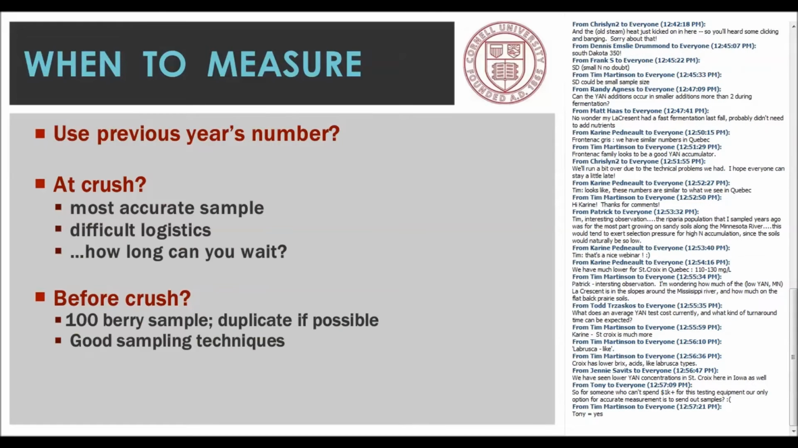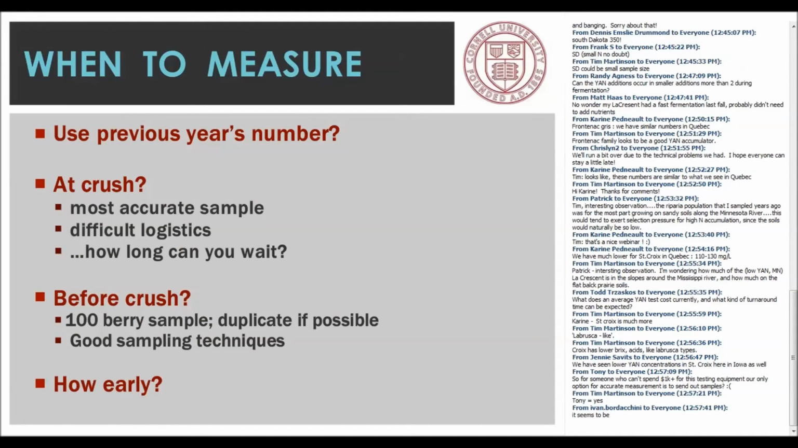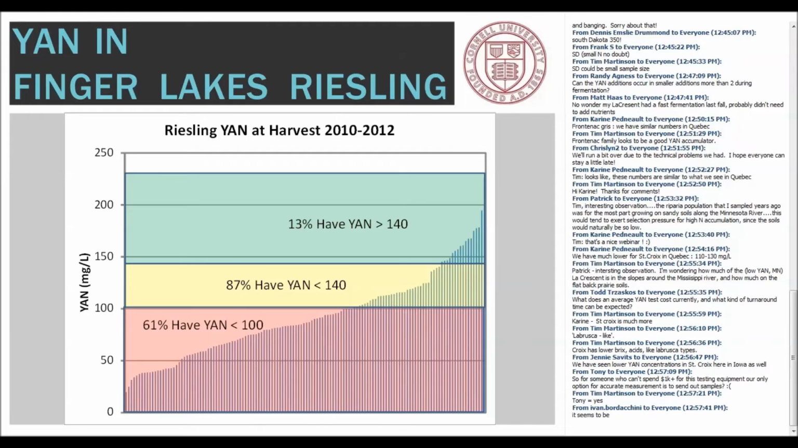Can you measure before crush? Can you sample grapes in the vineyard? That's something we've checked out. You can do 100 berry samples. You probably want to do duplicate, juice them, and then use good sampling techniques. It's certainly an option and one that we can help you with. But our question really is, how early can you test your YAN? We know that at veraison, at 5 to 8 weeks out, it's going to change a lot, but we decided in New York we wanted to test and see how early we could measure.